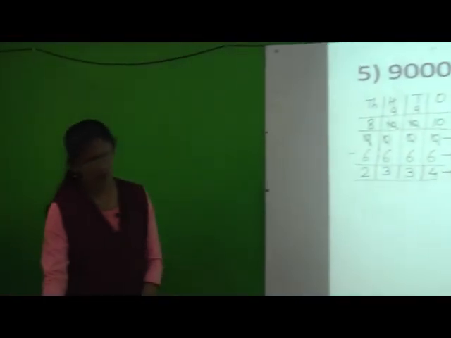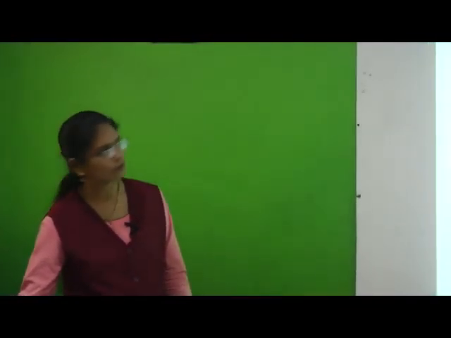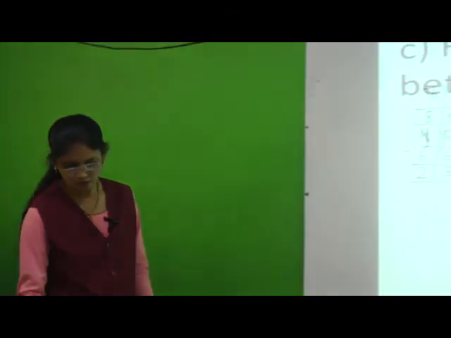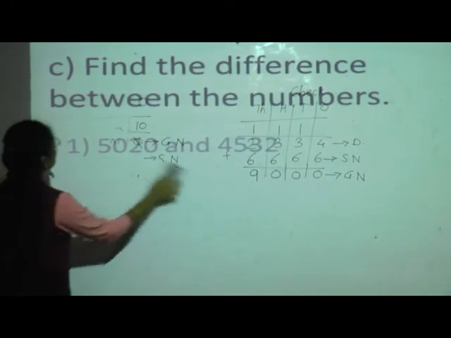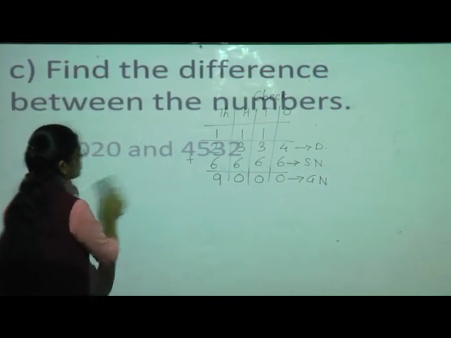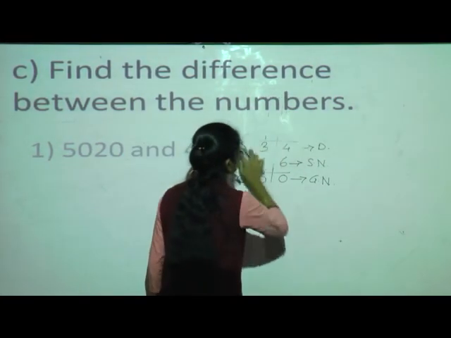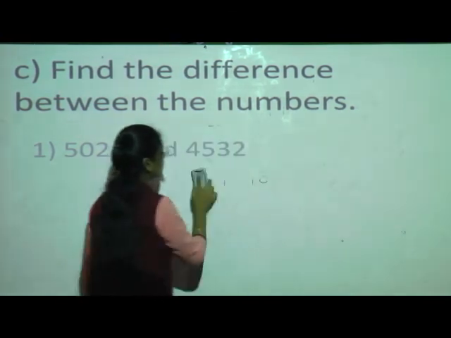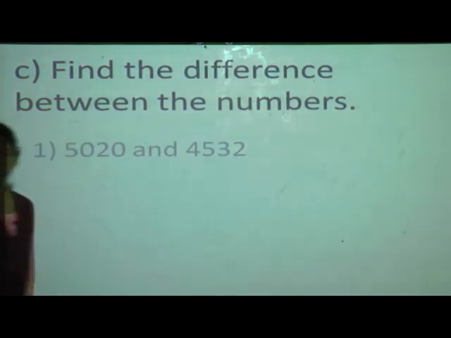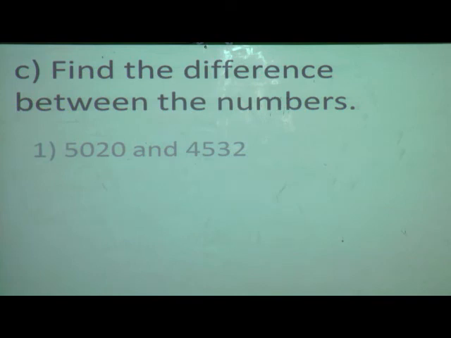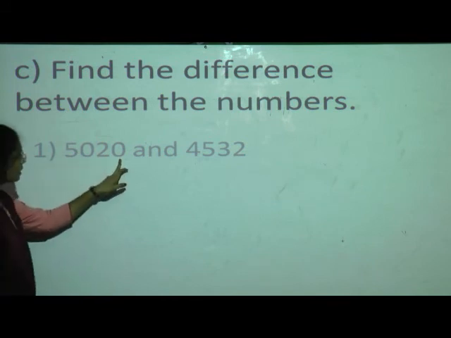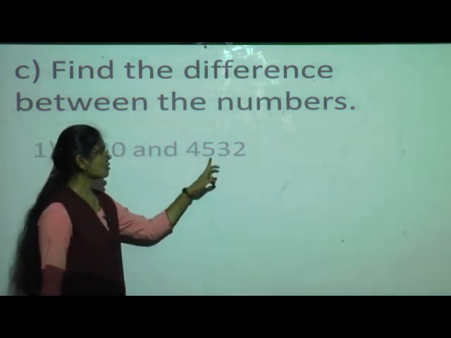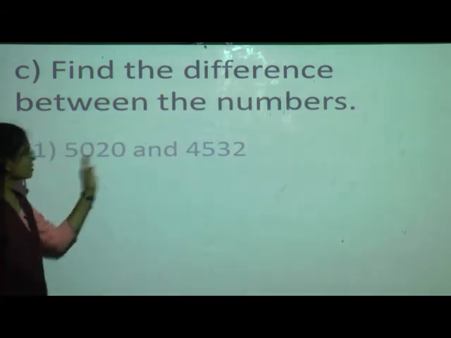Okay. Now see students, there is one more question. What is the question? The question is, find the difference between the numbers. Now what we have to do? Just we have to subtract. Okay. There are 4 sums. Only I will take 1 and remaining 3 you have to solve by your own, because this is very simple. The first number is 5020 and another number is 4532.